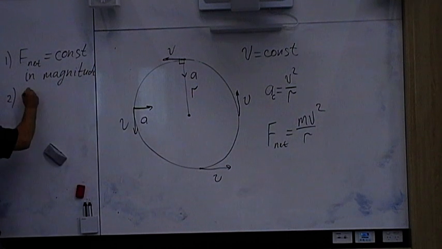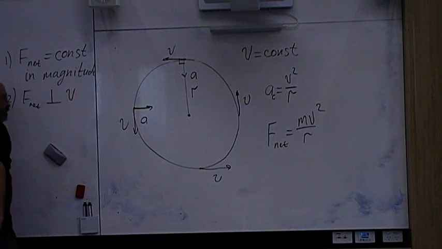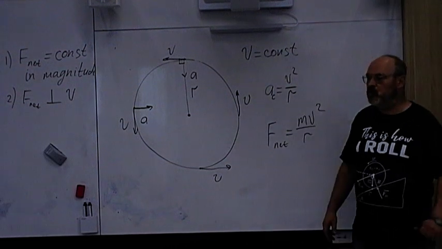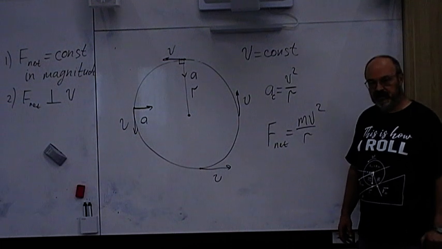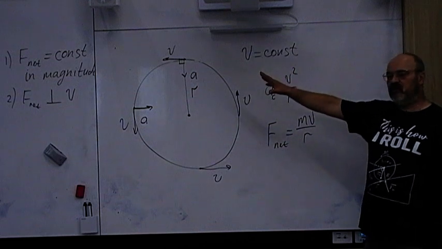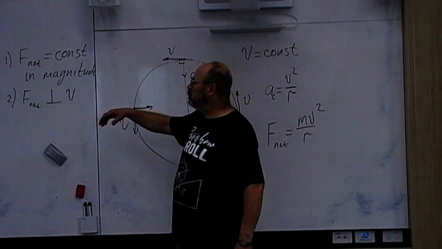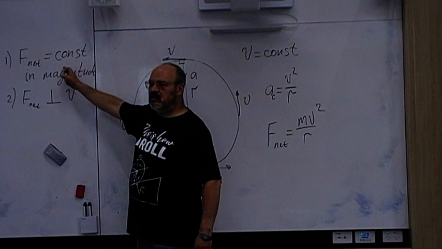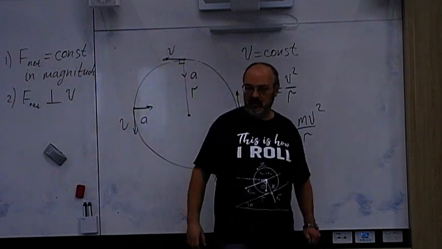Second, F net perpendicular to velocity. These are the two conditions to have circular motion, motion in a circle with a constant speed. Students are highly likely to have exam questions asking them to explain something related to it. And what students often forget is that it must be constant magnitude.